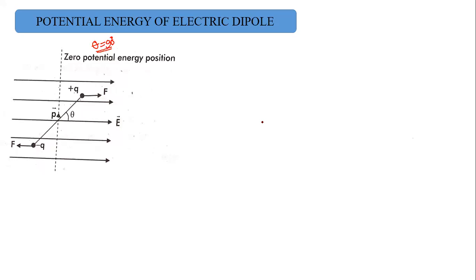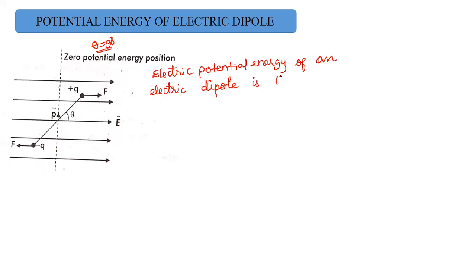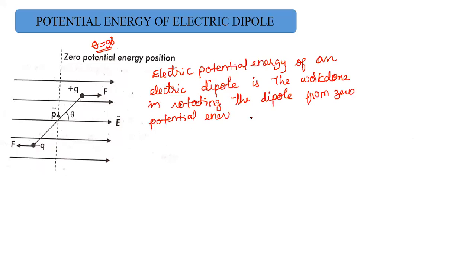Okay? Did you write it? I will write a sentence there: electric potential energy of an electric dipole is the work done in rotating the dipole from zero potential energy position.